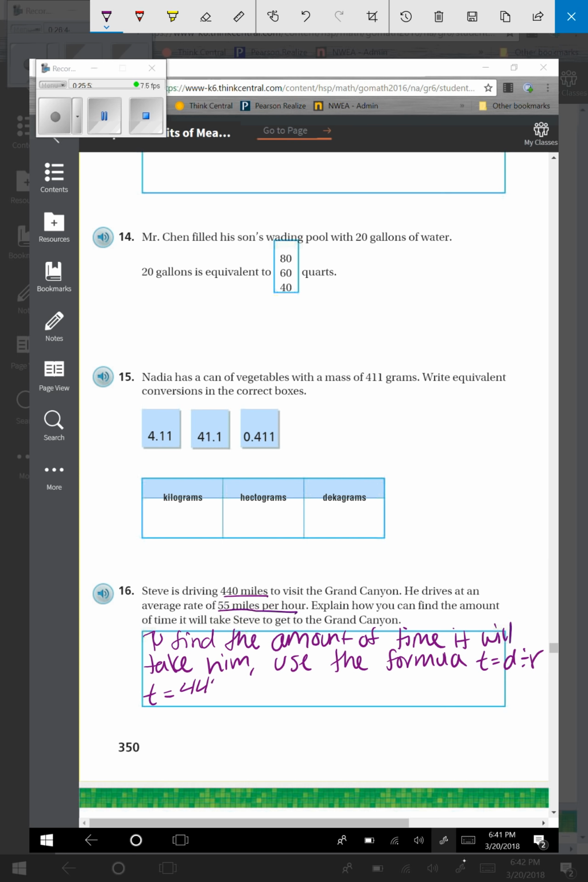And you're going to do T equals, plug in what we know. So we know that 440 is the distance, 440 miles over 1, divided by 55 miles in 1 hour. For that, I'm now going to flip the second one and multiply. So I take 440 miles over 1 times 1 hour over 55 miles, eliminate those units. So I have 440 divided by 55, which gives me T equals 8 hours.